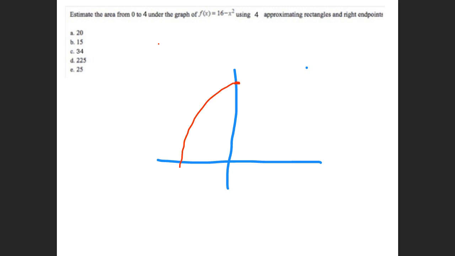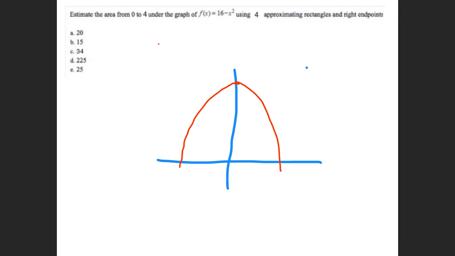Okay, if I was going to do this problem, I always draw the thing out. So it was 16 minus x squared. Way up here at 16, and then minus x squared, so it's going to come down something like this. And it asked me to find using 4 approximating rectangles and right endpoints from 0 to 4.